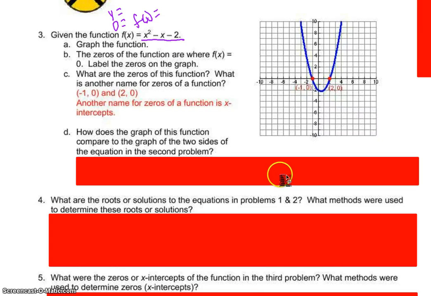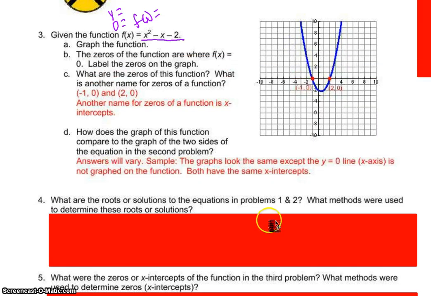How does the graph of this function compare to the graph of the two sides of the equation of the second problem? Well, they're going to look the same and have the same x-intercepts. Probably what you want to write down is both have the same x-intercepts.